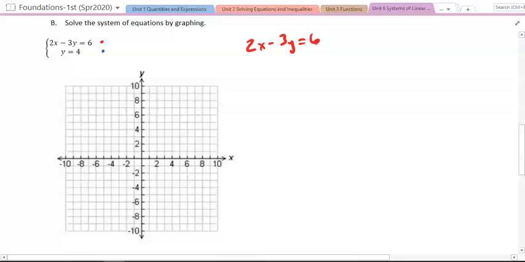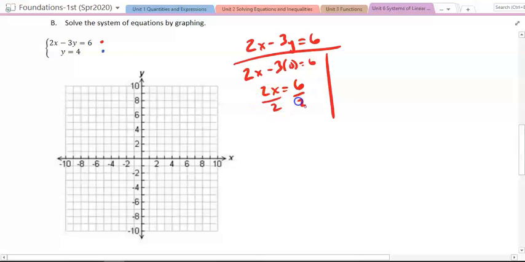Remember, we have one of two methods that we could use to graph this. One is we can find the two intercepts. The other is that we can solve for y and get this into slope-intercept form. Again, I like to solve this for the two intercepts. And so remember, we're going to plug in 0 for that y. And so I'm going to get that 2x is equal to 6. And dividing by 2, I get that x is equal to 3.